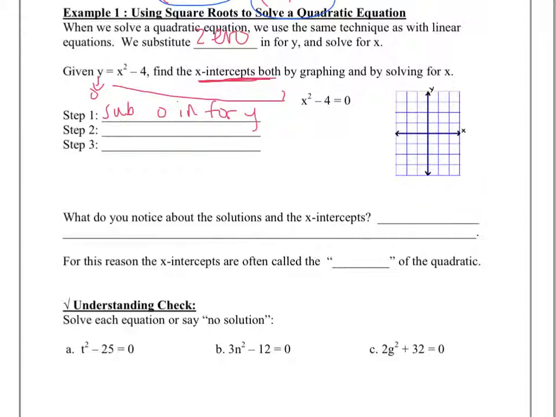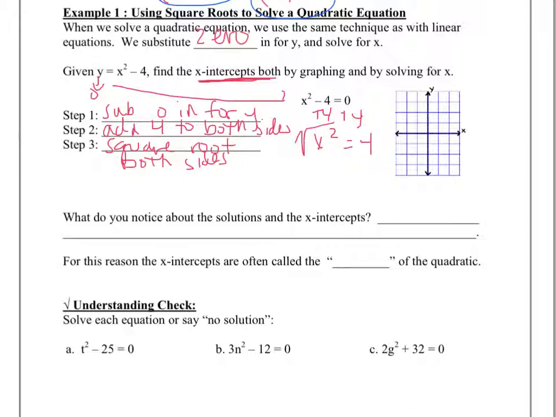Okay, next step would be to solve for x, so I'm going to add 4 to both sides. So now I have x squared is equal to 4. When I have something that is squared, to undo the square, I need to take the square root. So I'm going to take the square root of both sides. If I take the square root of x squared and the square root of 4, I now have x is equal to, the square root of 4 is 2.